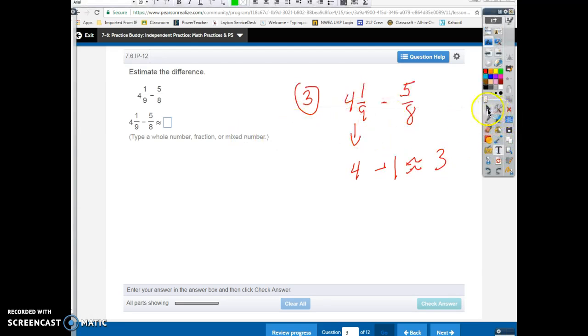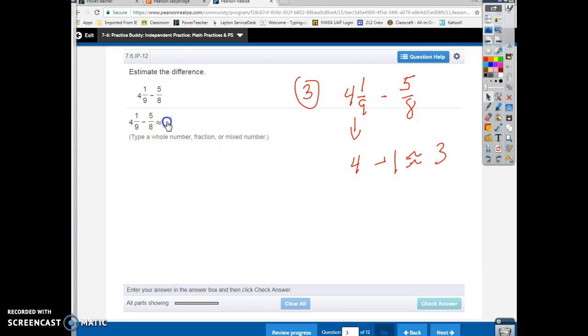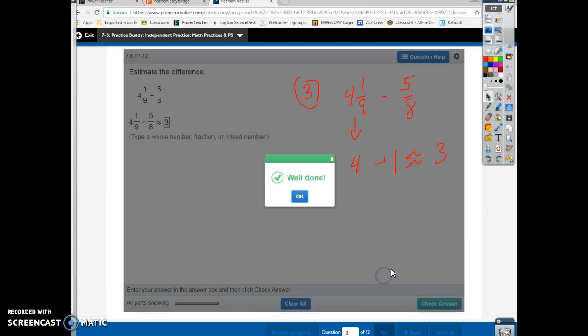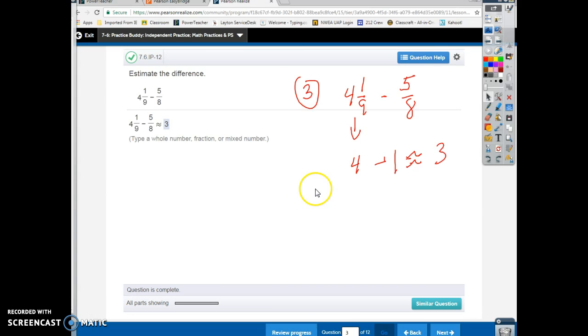We can check that by typing the number 3 and checking our answer, and we get a well done. So that's really all you are doing today.